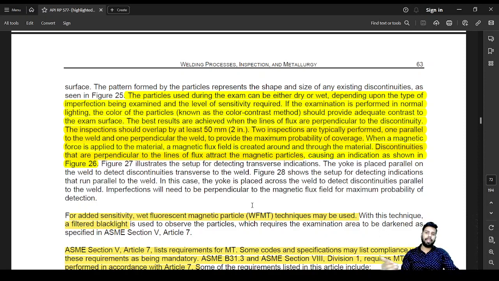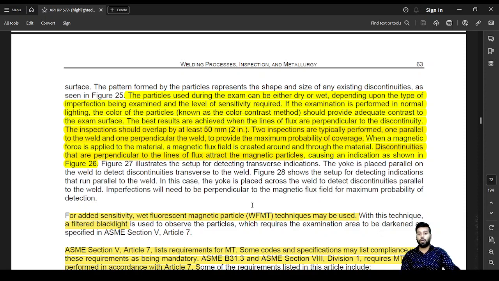The best results are achieved when the lines of flux are perpendicular to the discontinuity. So the discontinuity and the magnetic flux should be 90 degrees from each other, or 45 to 90 degrees, because if the orientation of the defect is less than 45 degrees from the flux direction, then it is not going to show up as an indication.